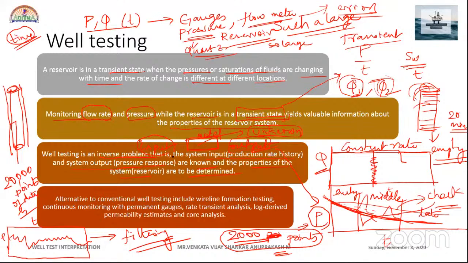Of course, there are other sources by which we can get information other than well testing, which include wireline formation testing or gauges, rate transient analysis, log derived permeability estimates, and core analysis. But the problem with all these tests is that they are limited to only the early time region.